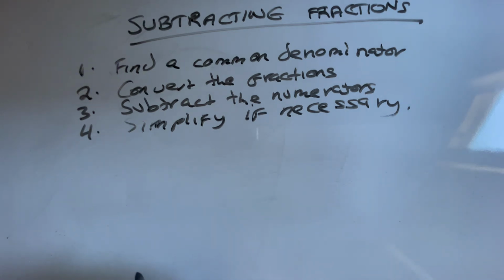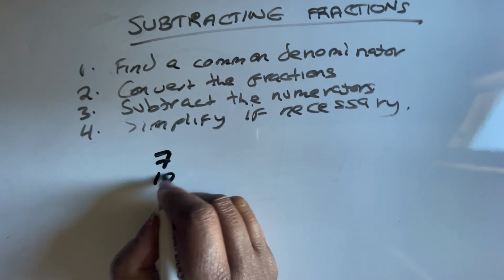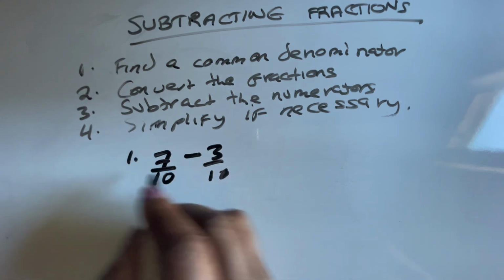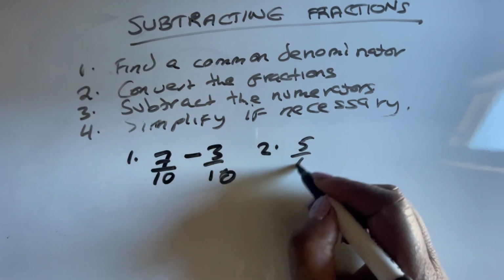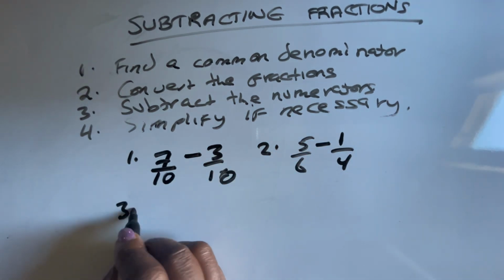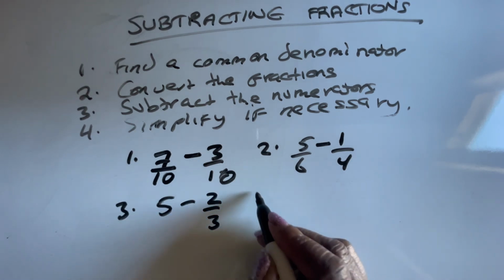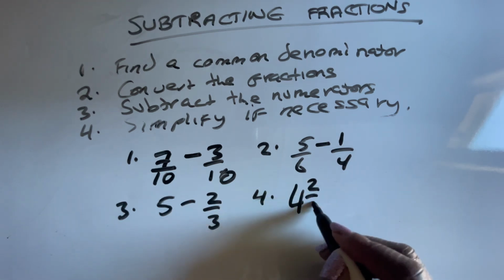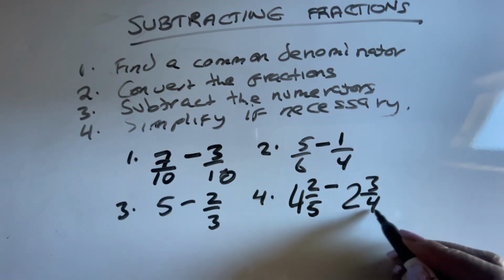Now that you have learned how to subtract fractions, here's your homework. Number 1. 7 over 10 minus 3 over 10. Number 2. 5 over 6 minus 1 over 4. Number 3. 5 minus 2 over 3. And number 4. 4 and 2/5 minus 2 and 3/4.